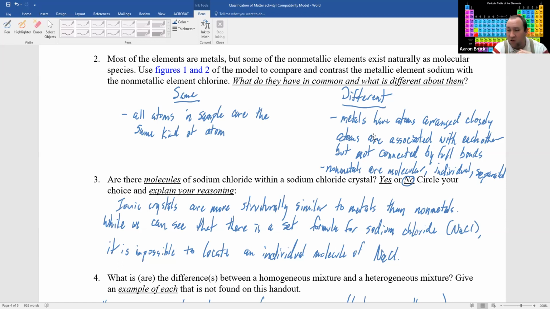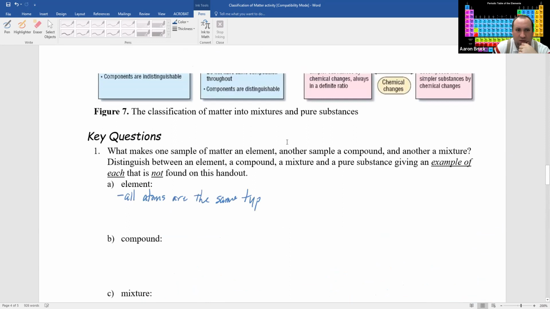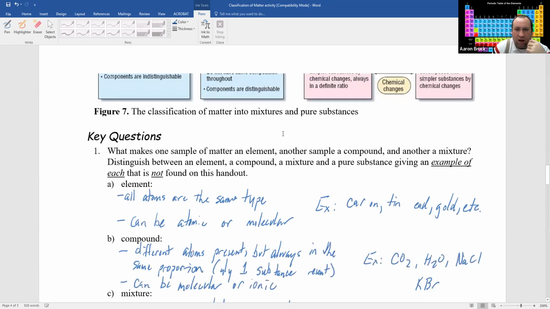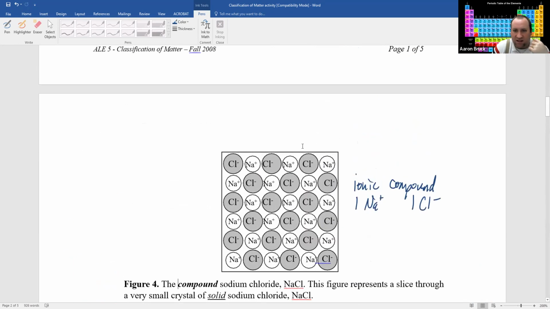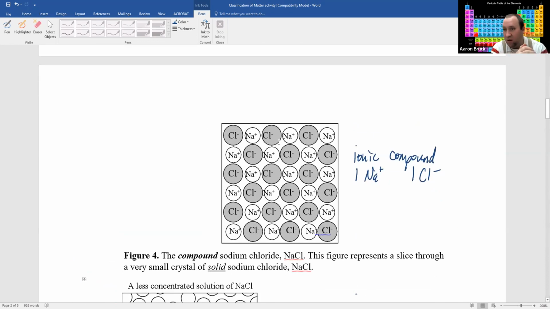Number 3 was the question that most of us had problems with yesterday. Let's talk about it real briefly here. Molecules of sodium chloride? No. The thing that makes a molecule is that we have to have it as a unique unit. It has to be something that we can separate out from the others. So if I look at that picture of sodium chloride, I can see that there is definitely a repetition in there. There is a repeating unit, but we wouldn't call that a molecule.